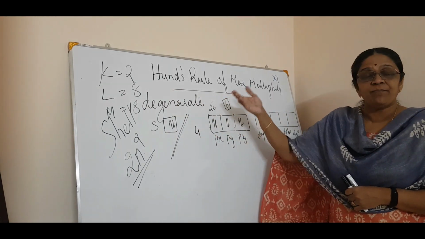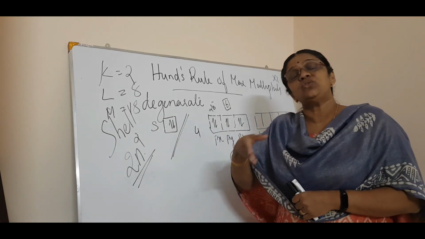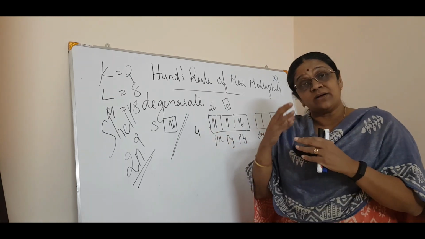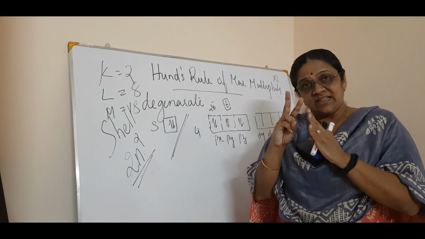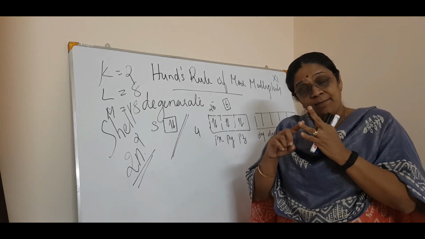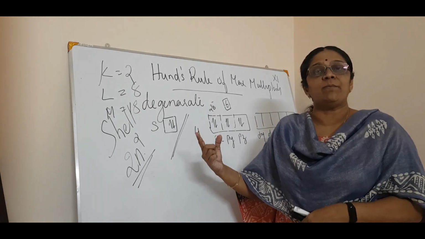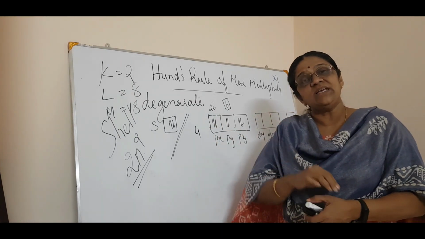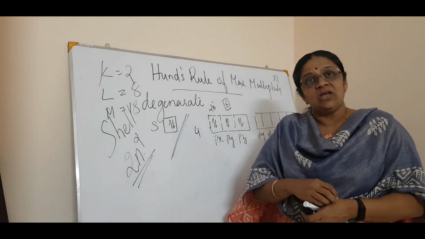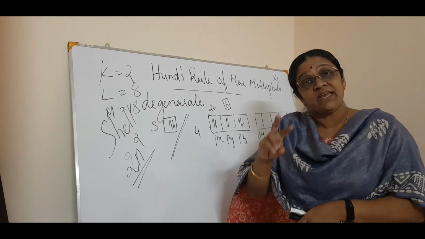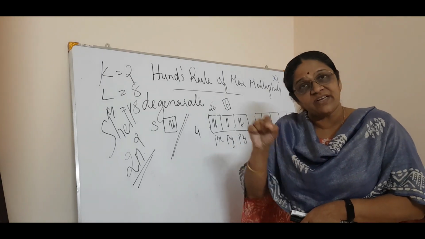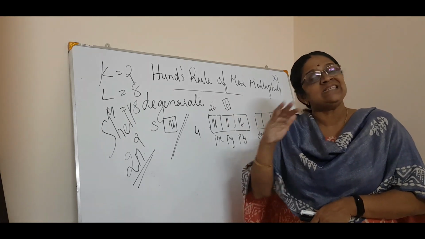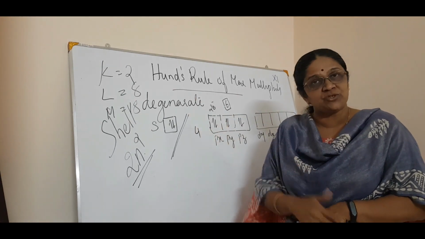Then second is Pauli's exclusion principle, which states that no 2 electrons can have all the same 4 quantum numbers. That means 2 electrons can have the same 3 quantum numbers, that is n, l and m, but the 4th quantum number will be different. That is why 2 electrons cannot have the same spin. Pauli's exclusion principle can also be stated like that: 2 electrons cannot have the same spin in the same orbital. It must have a different spin. That is, if one is plus half or clockwise, the other must be anti-clockwise. So that is Pauli's exclusion principle.